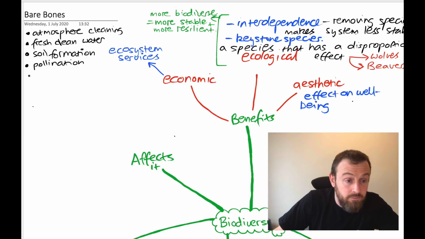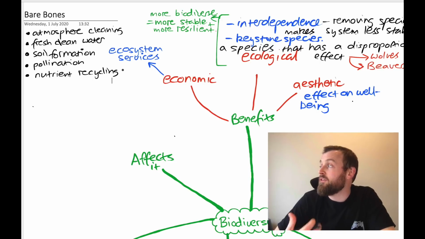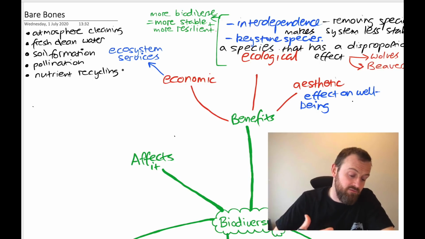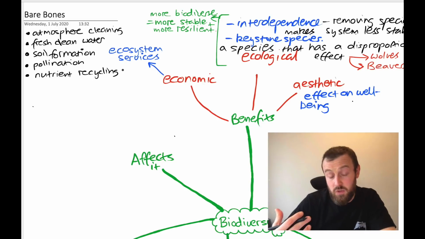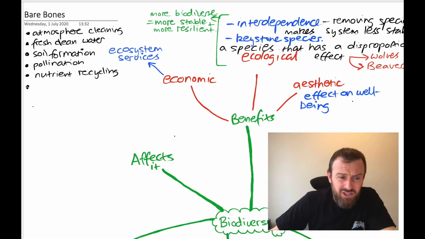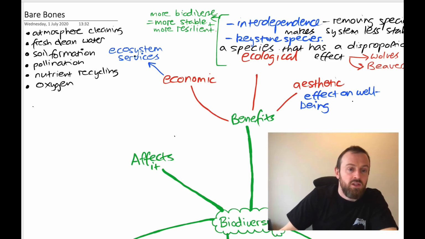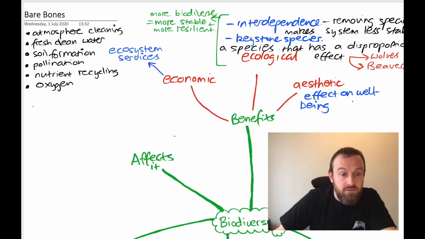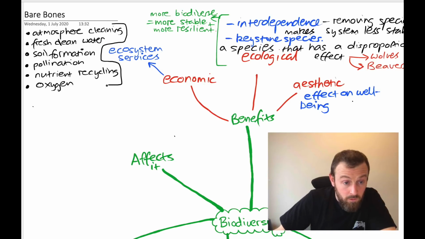Nutrient recycling. So this is things like when fungi and bacteria break down dead organic matter and return it to nitrates, phosphates, that kind of stuff in the soil. Finally, one I almost forgot about, oxygen. Photosynthesis provides us with oxygen, gets rid of CO2. Pretty important. So all these things are called ecosystem services. And I will box this in here. Those are ecosystem services.